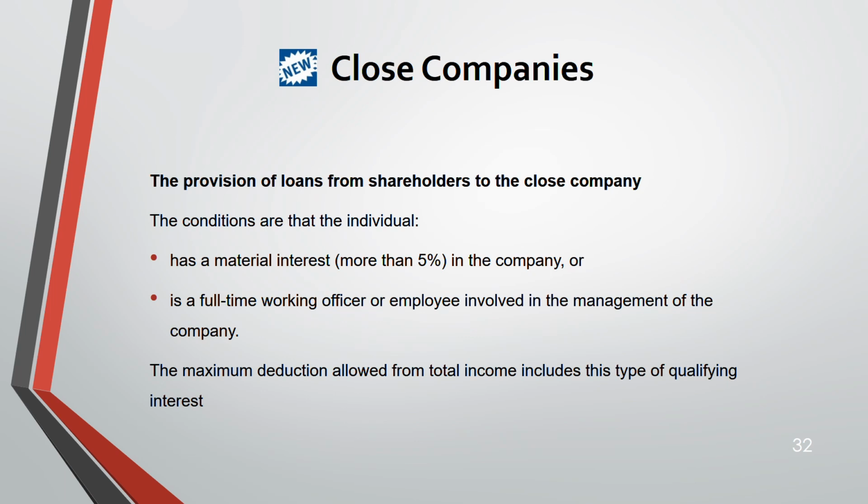Remember, I think in lecture 1 or 2, when I was going through the qualifying interest that you can deduct from total income, there were 4 conditions. One of these related to closed companies. That time I told you, when we come to closed company, you will understand better. Now maybe when you go back to that lecture, you can recall what it means.